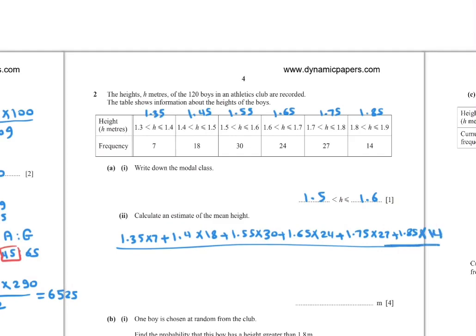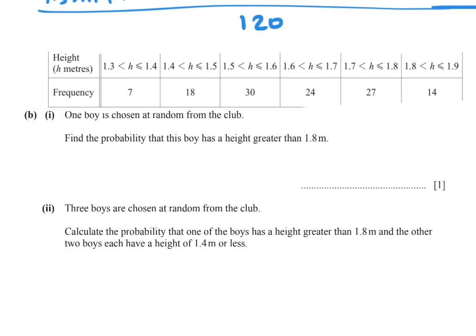Then divide by the total frequency, which is 120, equals 1.62 to 3 significant figures. Part (b)(i): one boy is chosen at random from the club. Find the probability that this boy has a height greater than 1.8 meters. Greater than 1.8, we have 14, and the total is 120, so the probability is 14 over 120. You don't need to simplify.